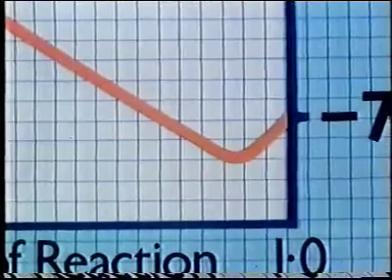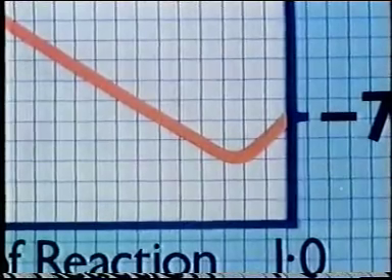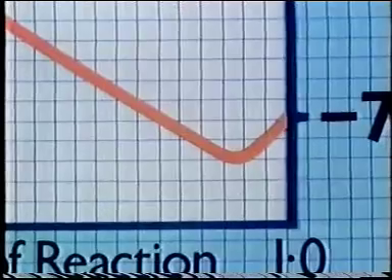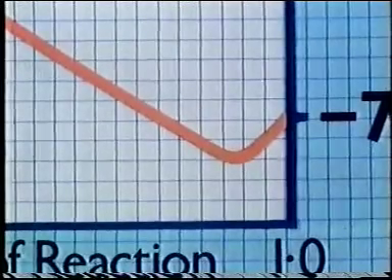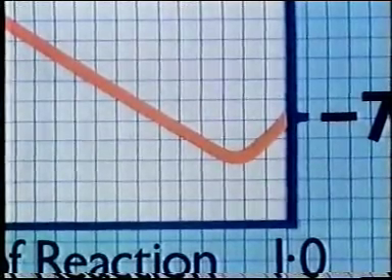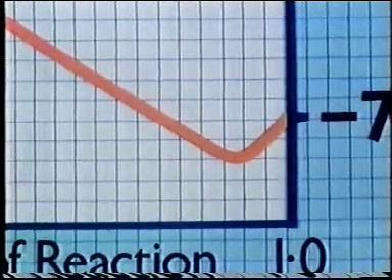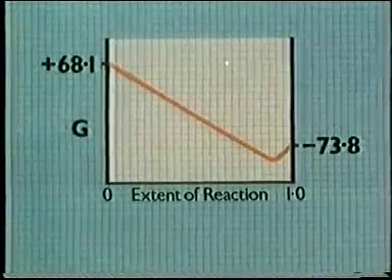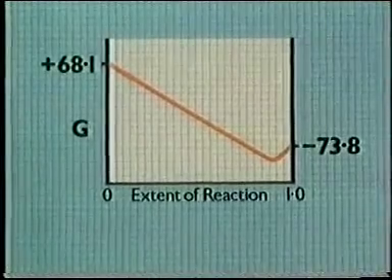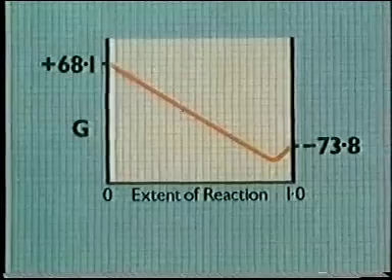Once here, no more products can be formed, and no more reactants can be formed by a reverse reaction. This is the point of chemical equilibrium. In fact, chemical equilibrium is defined as the position at which the Gibbs energy of the system is a minimum. So this is it.